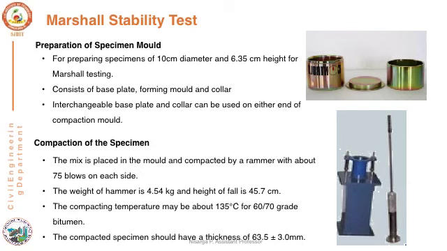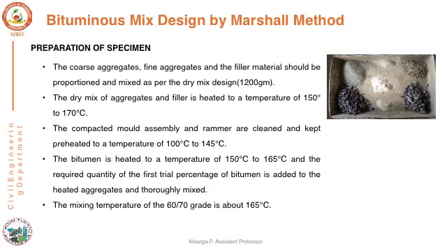Finally, the compacted thickness of the specimen should be 63.5 plus or minus 3 mm. If the compacted thickness is not within these limits, then a suitable correction has to be applied to the stability value we have obtained. How those corrections are applied, we will look at further. Next is the preparation of the specimen.